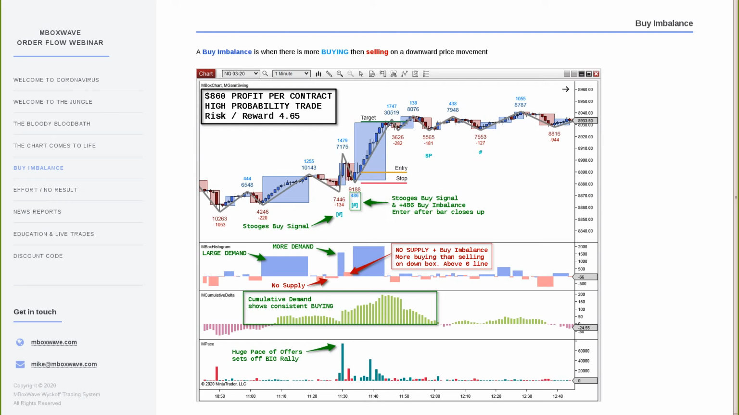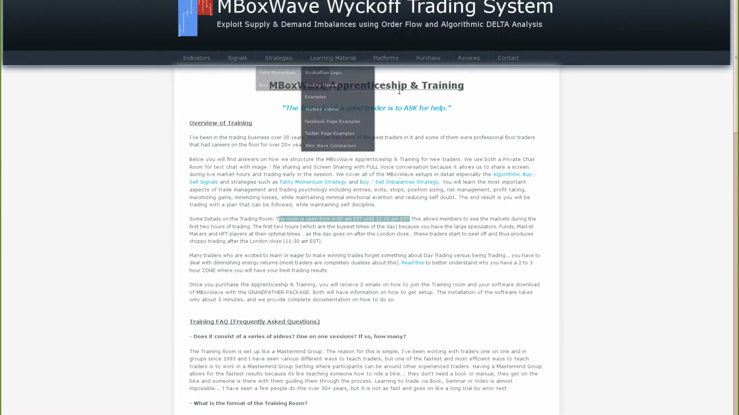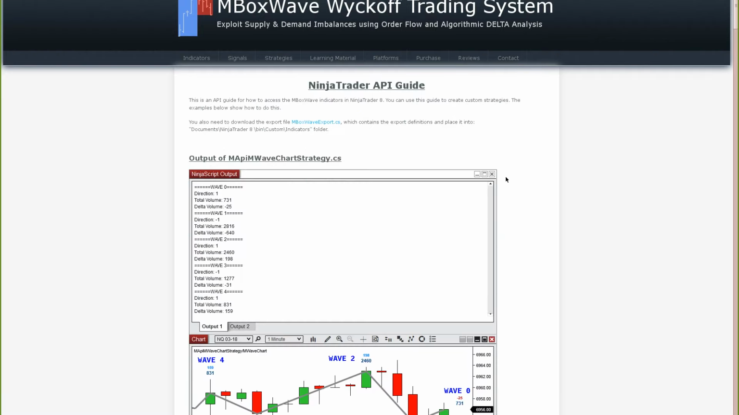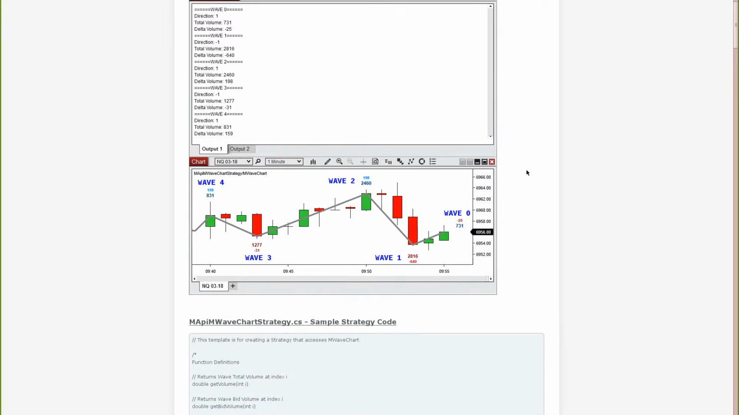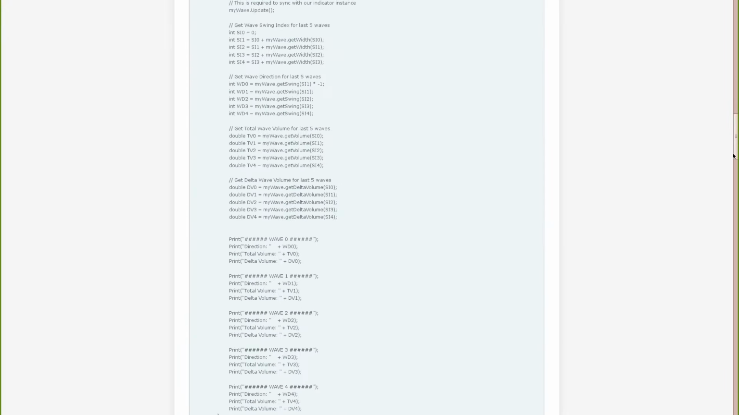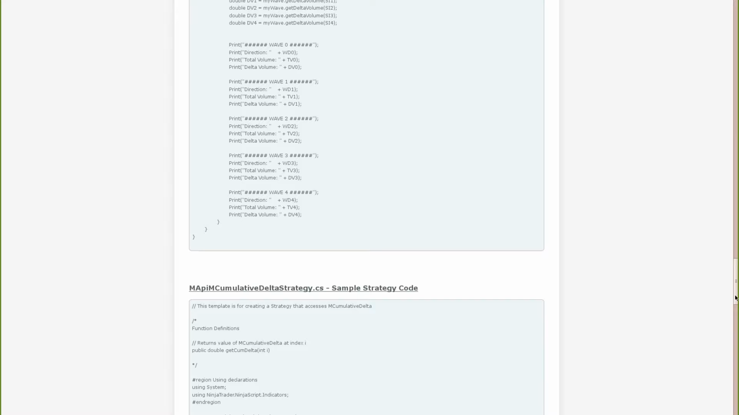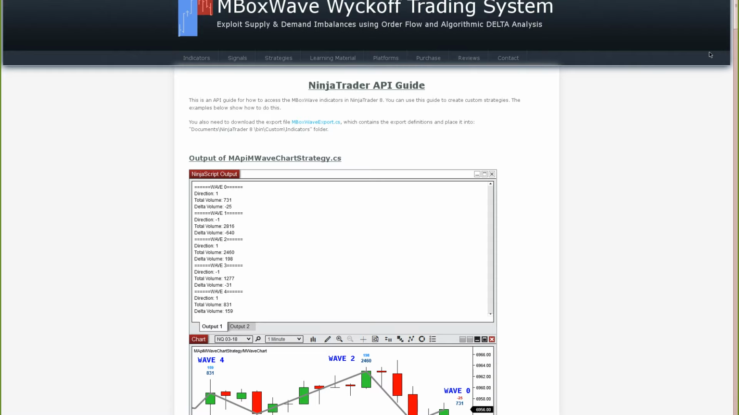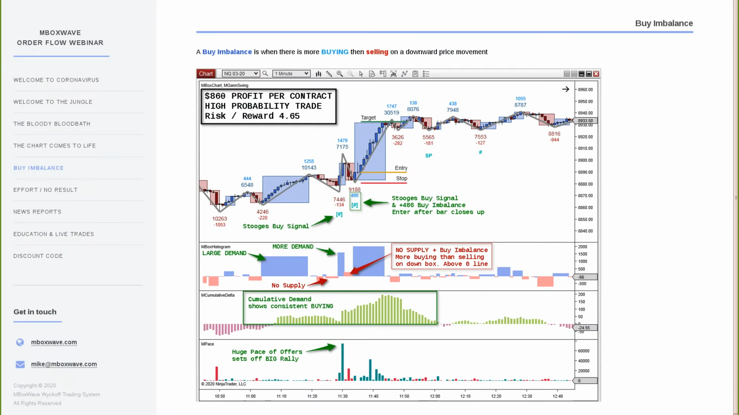Is there a way to backtest the strategy using NinjaTrader? Look, on the website, if you go to NinjaTrader, I also have an API guide here. You can write custom strategies, and I give sample code on how to do that. So there's a wealth of information on the website. NinjaTrader has a market replay function that you can use. And that's when you can program your custom strategies.